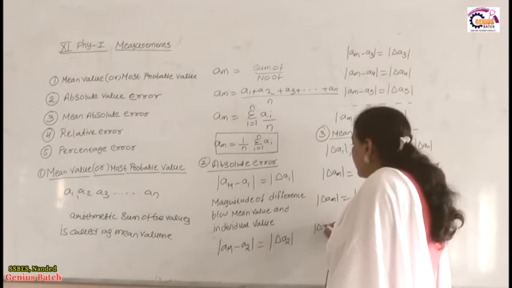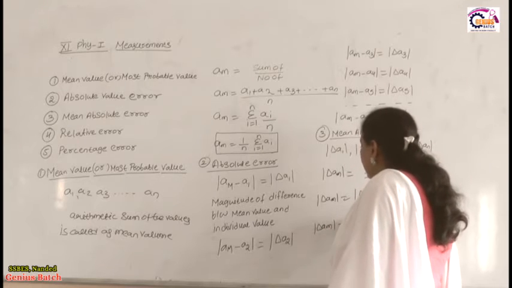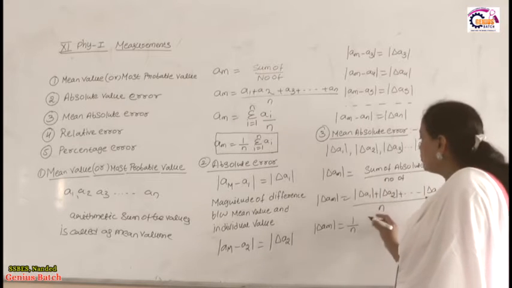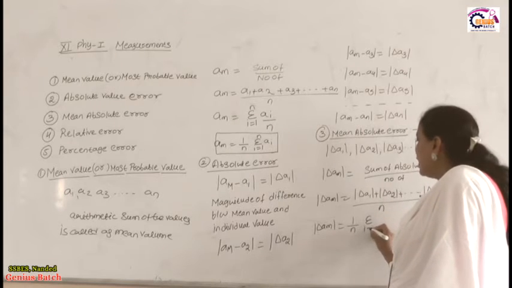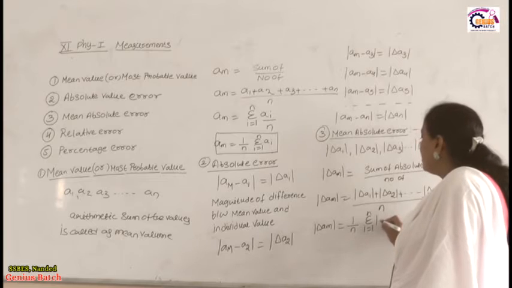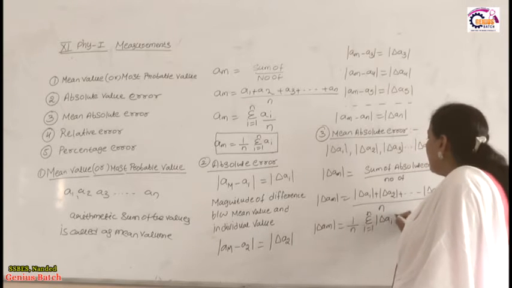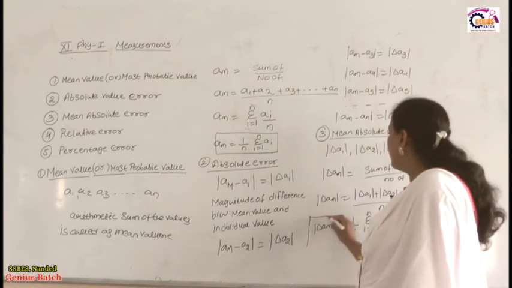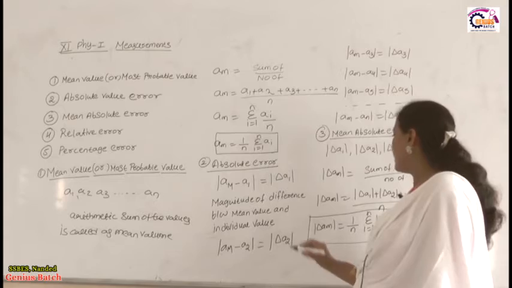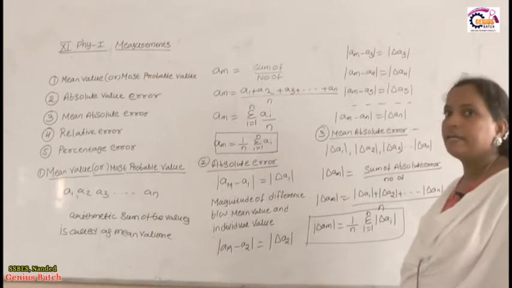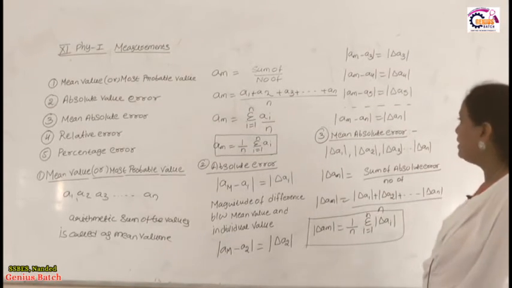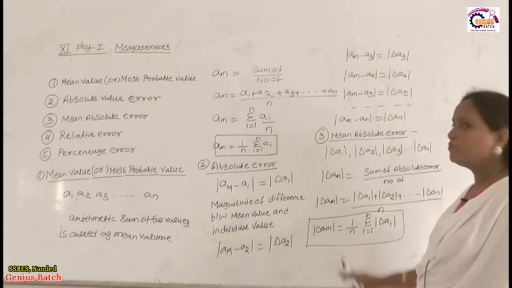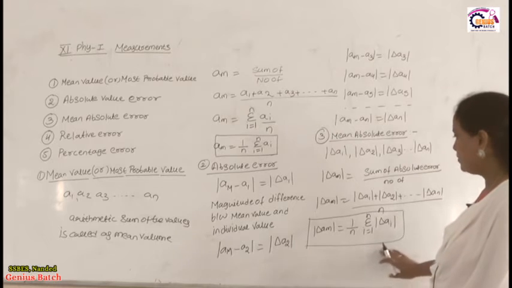So here I write delta AM is equal to 1 by N, times the summation of I equal to 1 to N of the magnitude of delta AI. This is called the mean absolute error, which is denoted by delta AM.